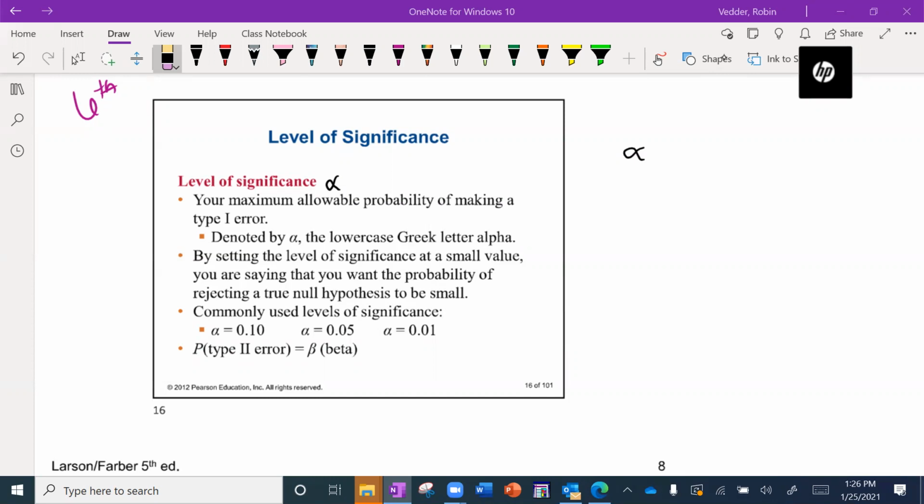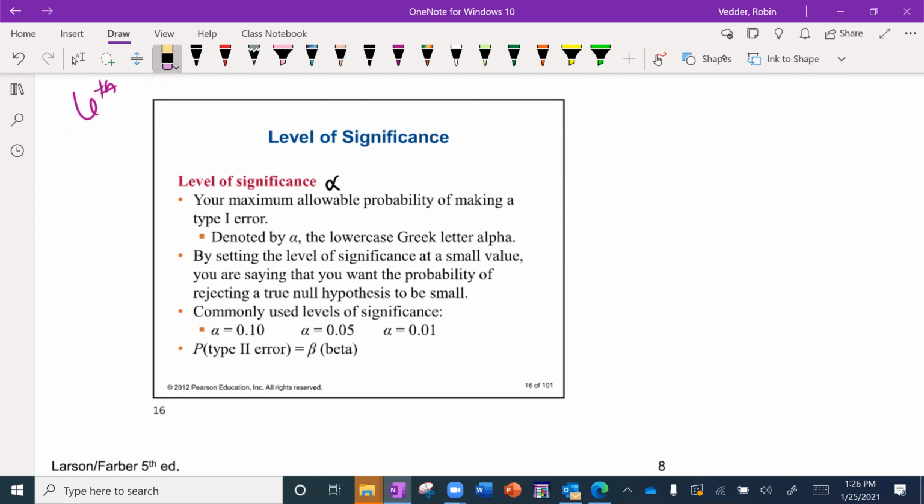We call a level of significance the Greek letter alpha. It's kind of like making a little fish, but without filling in the tail or without making that last line for the tail. That's alpha. Kind of like an A, just more, yeah.